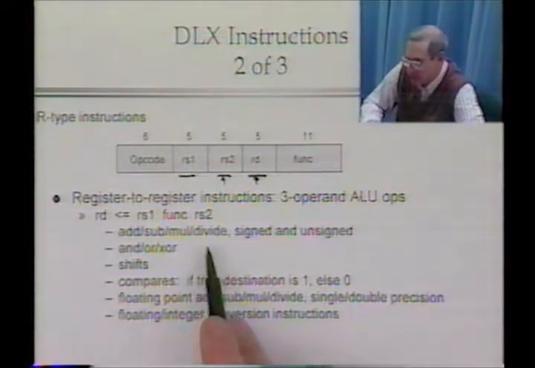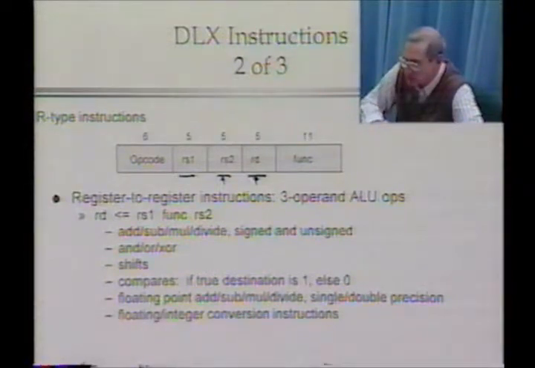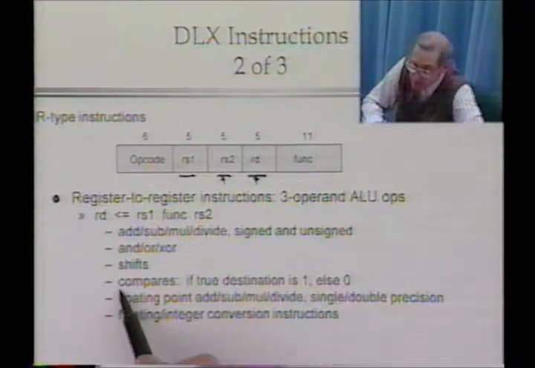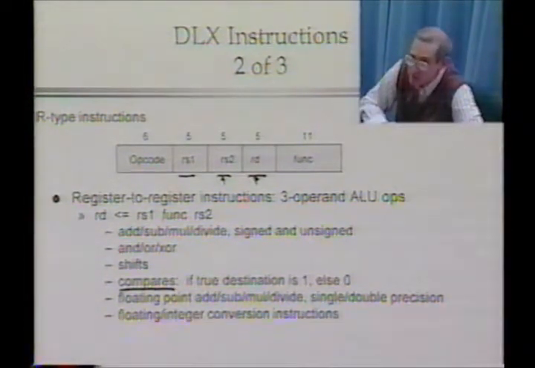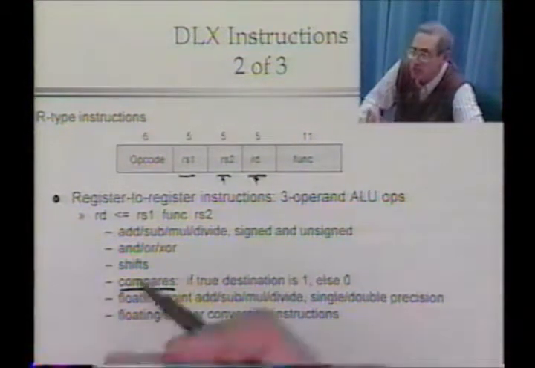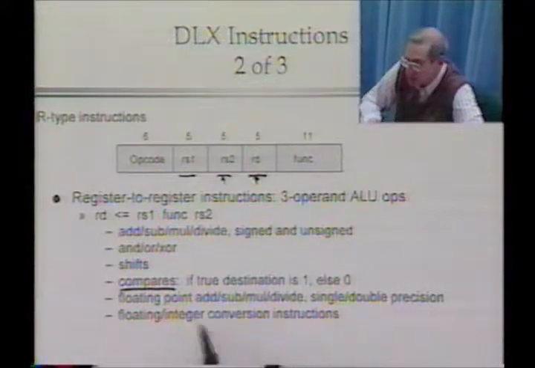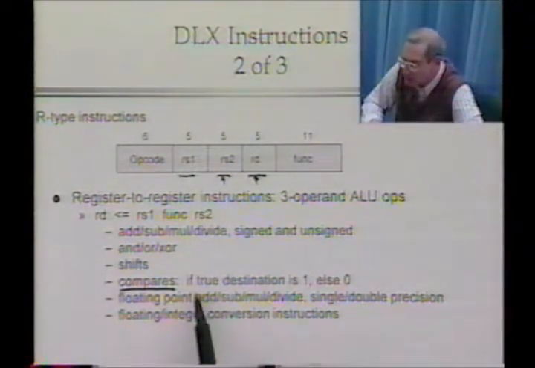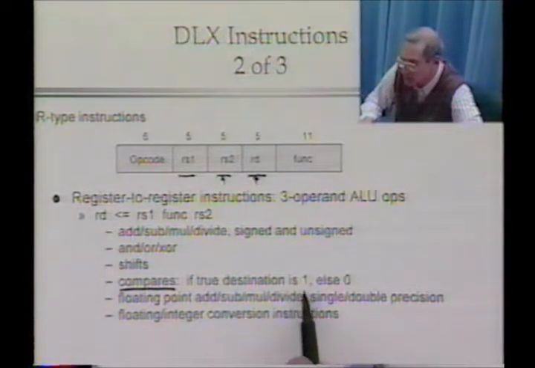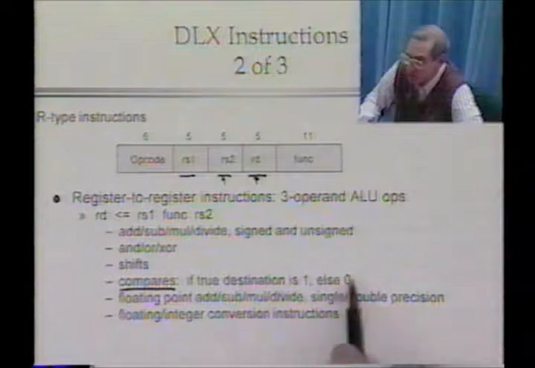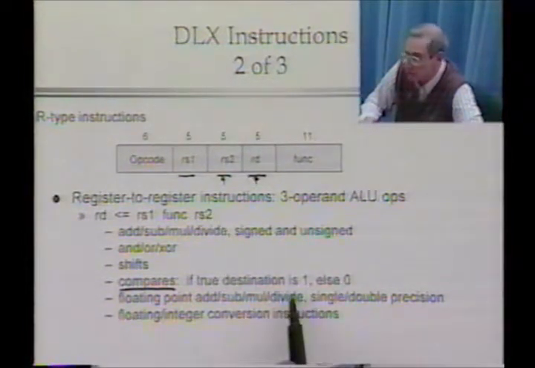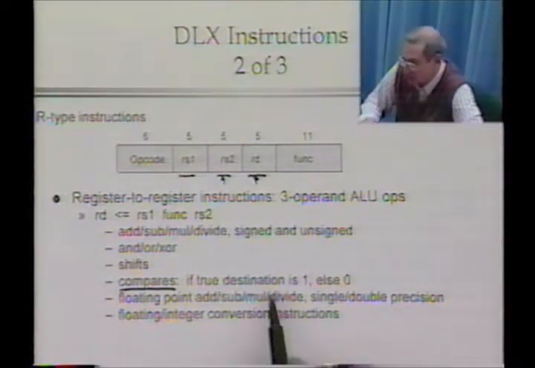The normal complement of adds, arithmetic operations, shifts, compares. Remember that branches only compare to see if the register is 0 or not. In order to do more complicated compares, we've got to generate something that we can test against 0. So a compare instruction might say, if register 5 is less than register 6, then set register 1 to 1, otherwise set it to 0. And then we can use that register 1 later in a conditional branch instruction.